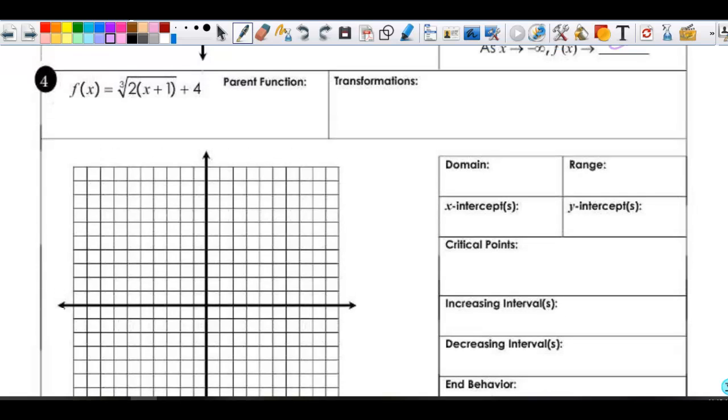So this is a cube root. And f of x is equal to the cube root of x.